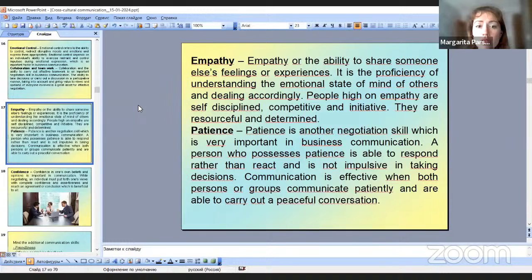To go on with patience, it also goes further out of empathy. Patience is another negotiation or communication skill, very important in every communication: in business communication and in our daily life communication. A person who possesses patience is able to respond rather than react, and is not impulsive in taking decisions.